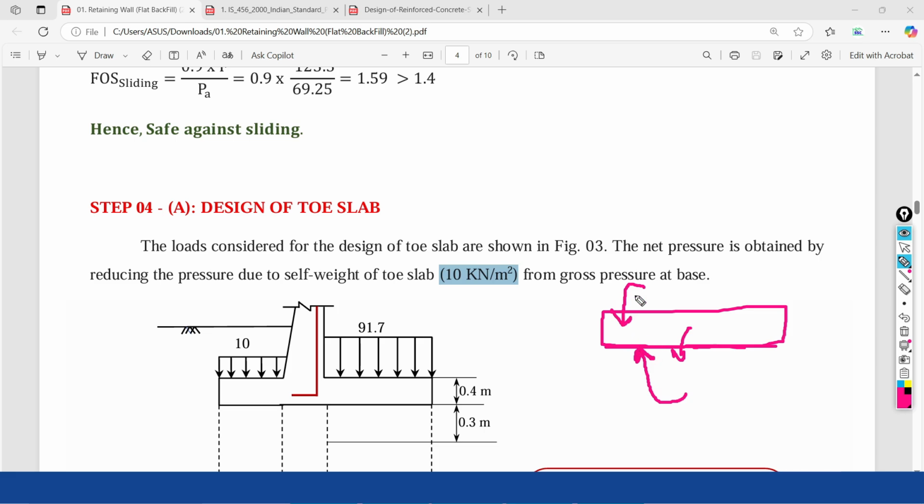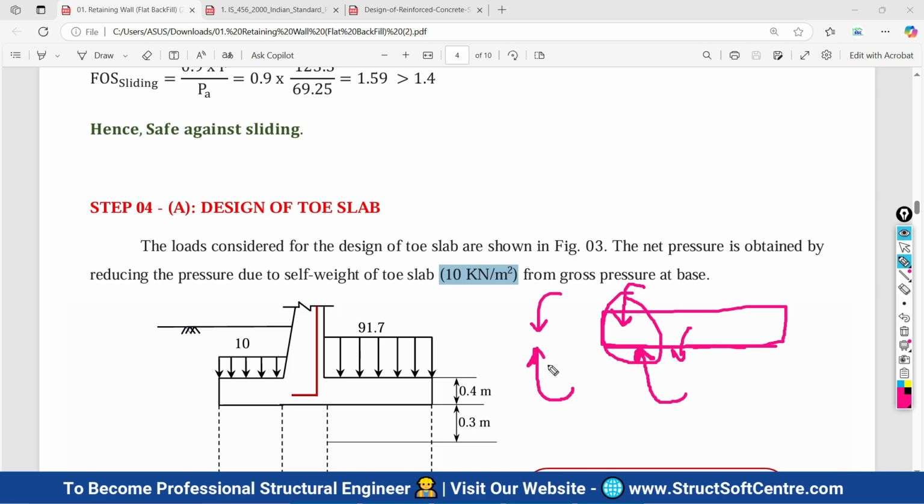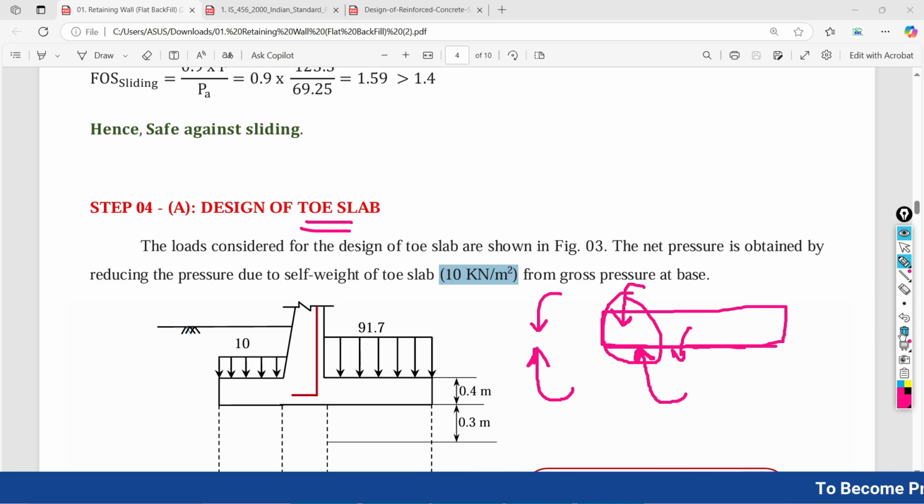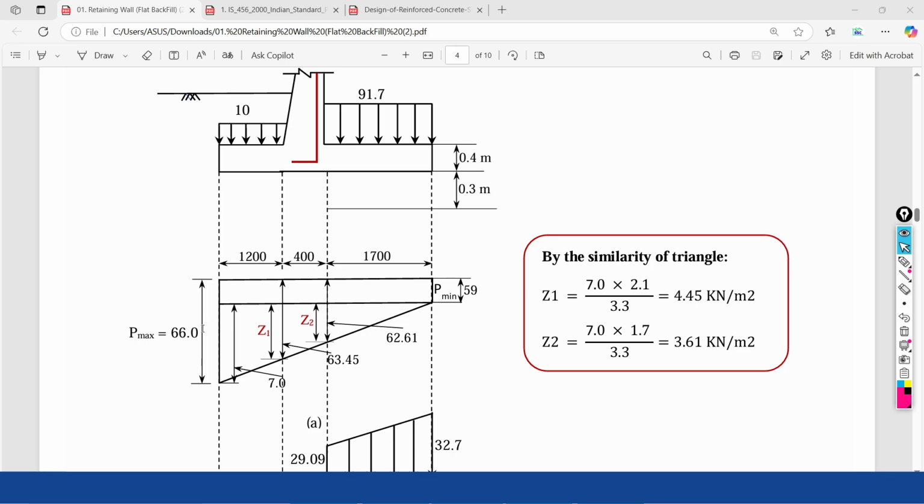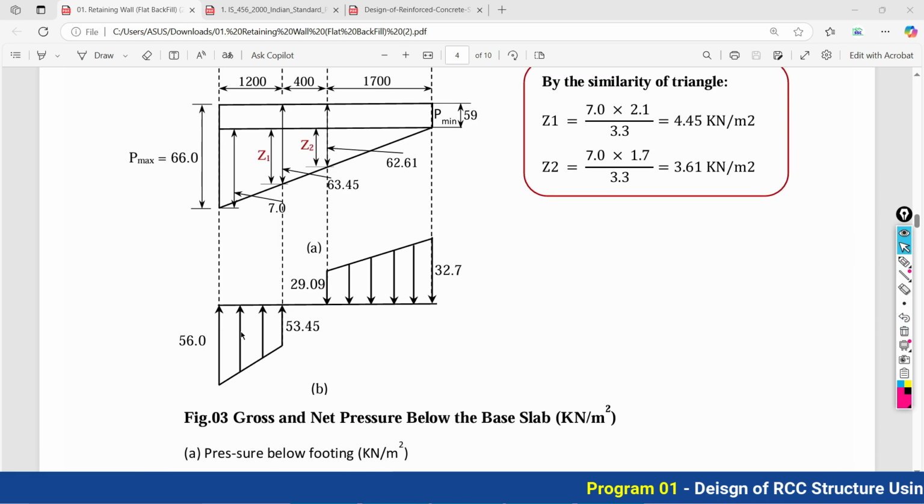So we need to find out the net pressure, which may be positive, meaning in the downward direction, or negative, meaning in the upward direction. We have to calculate that and design the base of the retaining wall accordingly, especially the toe slab. So how to do this calculation? We already calculated in the previous step the maximum pressure on this side and minimum pressure on this side, which are 66 and 59 kilonewton per meter square. Here, this much is only the toe portion.